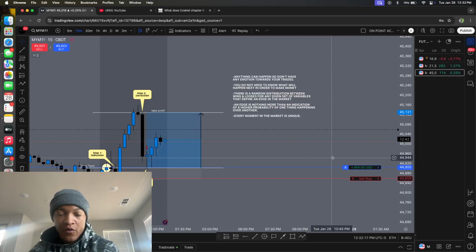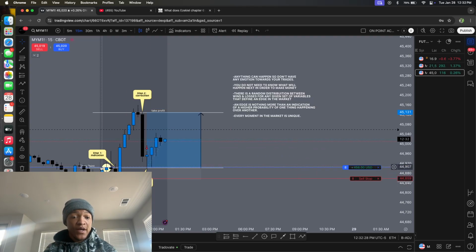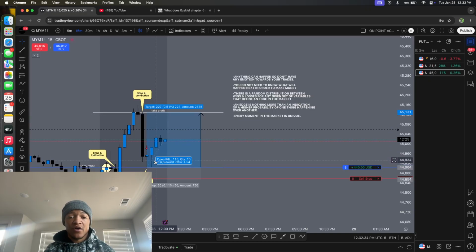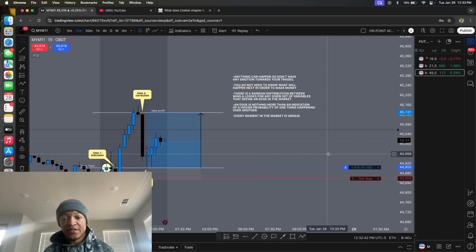Number 4 is an edge is nothing more than an indication of a higher probability of one thing happening over another. So that's basically going into what I've been saying as my edge. I'm not predicting the markets or anything. All I have is a higher probability of the buyers wanting to come back into the market at the area where I took my entry over the sellers wanting to continue to push price down from that area. That's all it is.